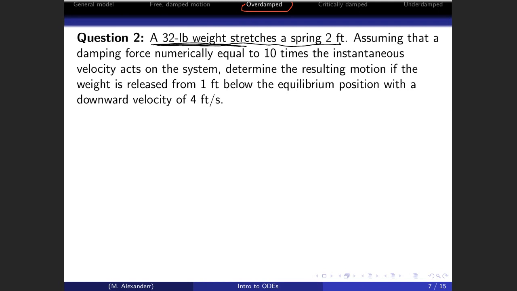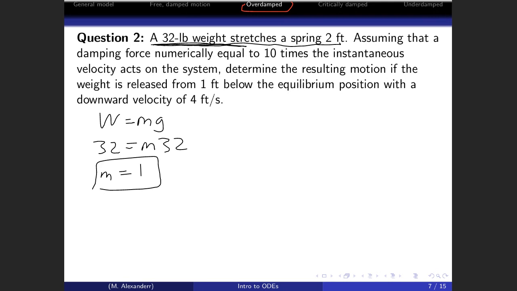A 32-pound weight. What that means, you have to remember that the weight is actually a force, which is due to gravity. So this is going to be mass times gravity. The weight is a 32-pound force, and this is going to be mass times gravity, which in this case we're going to make equal to 32 feet per second squared. And so that means that the mass for our specific problem is going to be equal to 1 in this question number 2. So we took care of finding the mass.